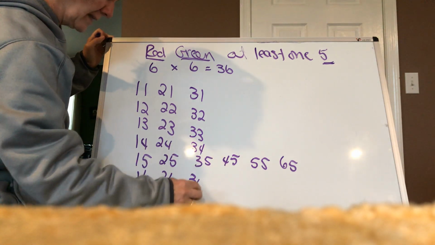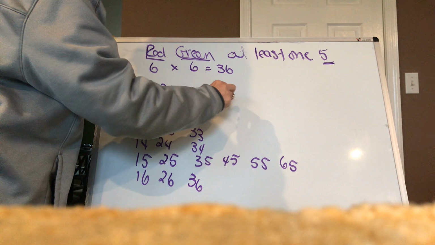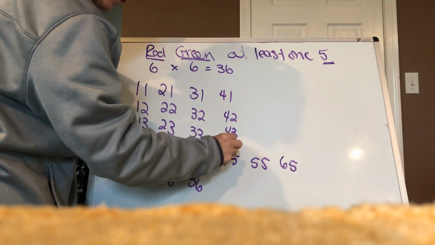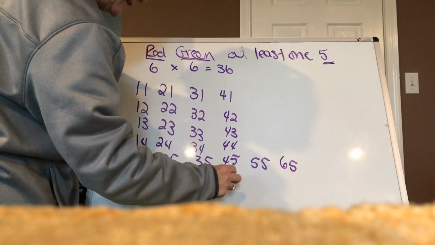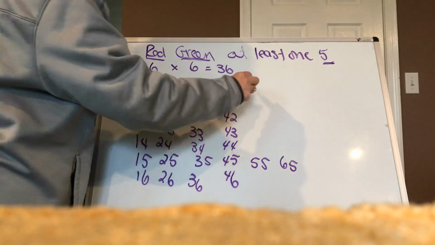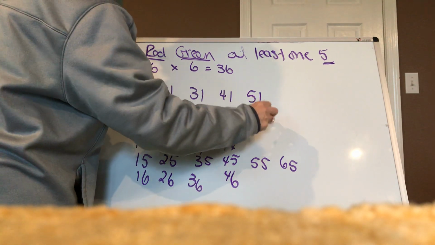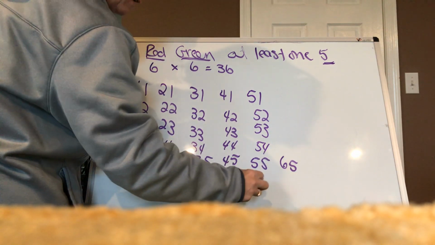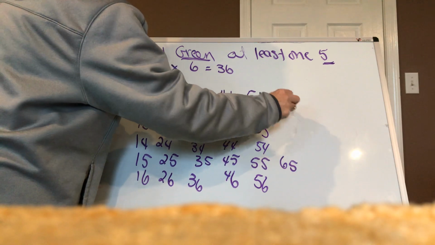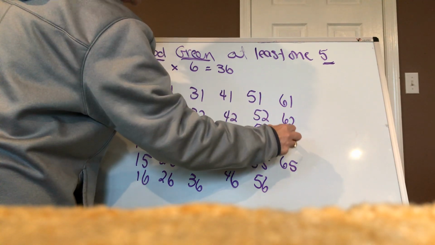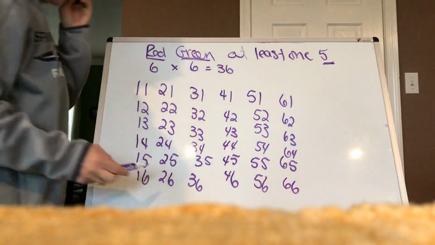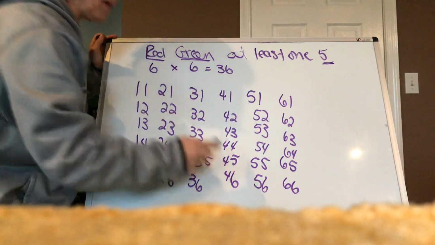5, a 3 and a 6, a 4 and a 1, a 4 and a 2, a 4 and a 3, a 4 and a 4, a 4 and a 5, a 4 and a 6, a 5 and a 1, a 5 and a 2, a 5 and a 3, a 5 and a 4, a 5 and a 5, a 5 and a 6, a 6 and a 1, a 6 and a 2, a 6 and a 3, a 6 and a 4, a 6 and a 5, and a 6 and a 6. So that is all my possibilities.